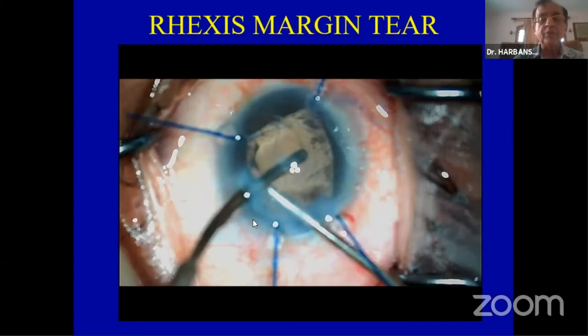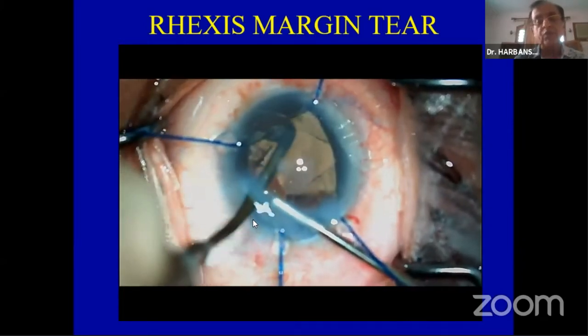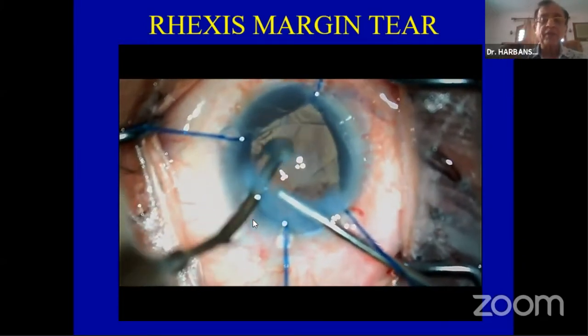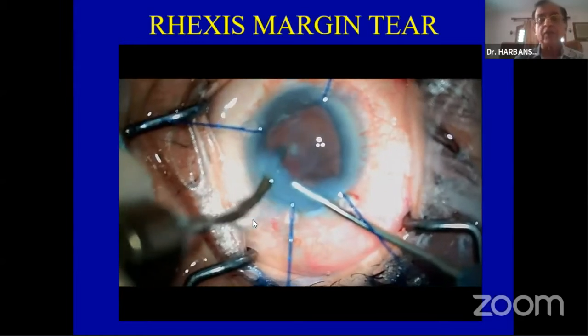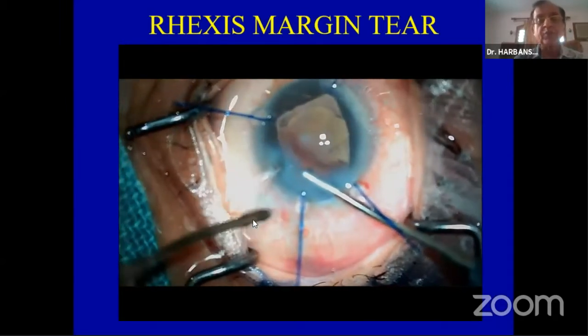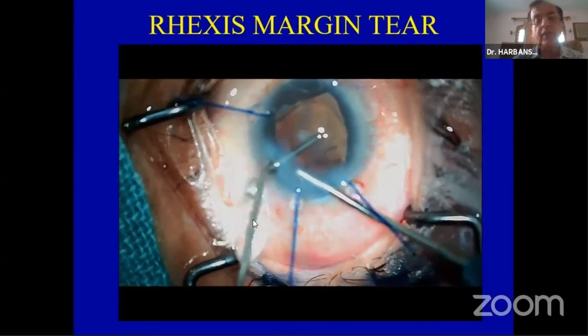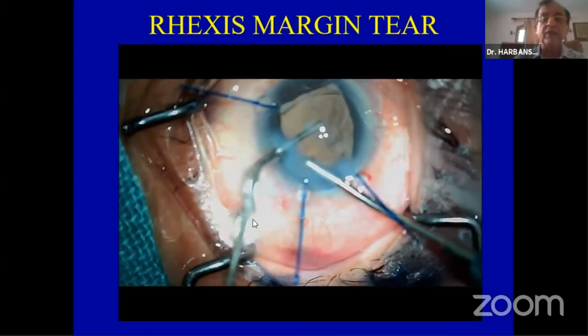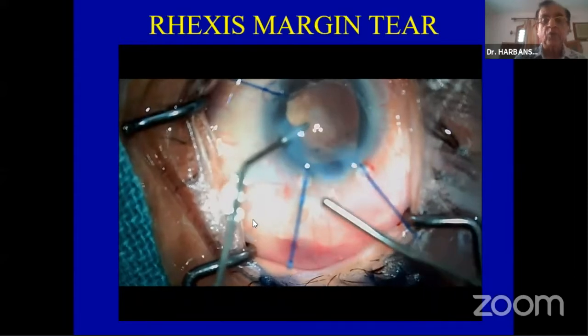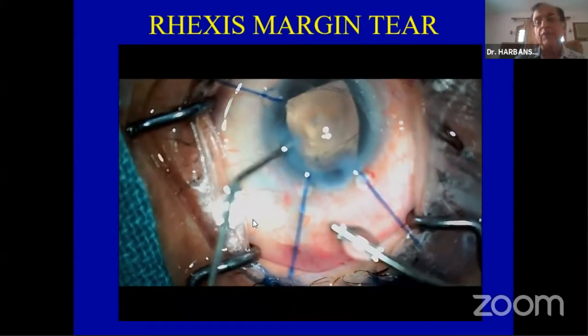I use the main port for the infusion, and the cannula is kept obliquely so that there is no leakage. The only disadvantage is that if you keep it straight, it will leak. So you can see a good capsule, and you can see quite a large corneal opacity. Again, we inject a viscoelastic before withdrawing the infusion port so that the chamber is maintained.